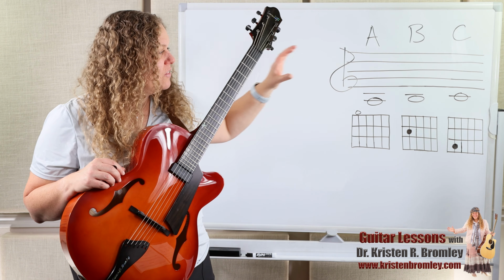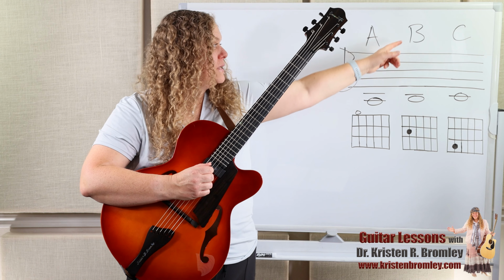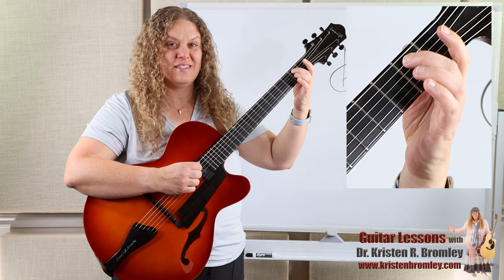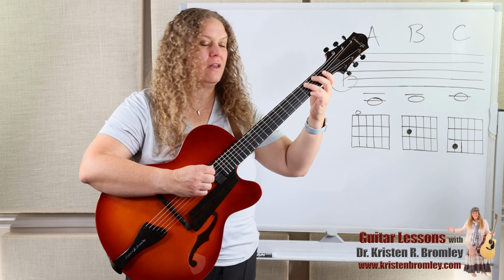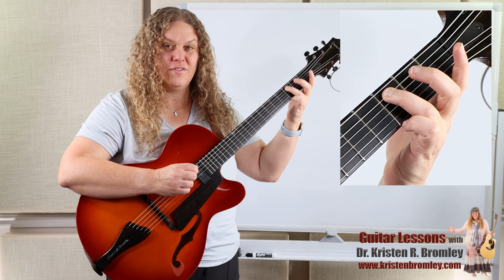All right, so let's take a look at these notes. First of all, just the location. So A, B, and C on the 5th string. A is located on the open 5th string. B is located at the 2nd fret of the 5th string. And C is located at the 3rd fret of the 5th string.